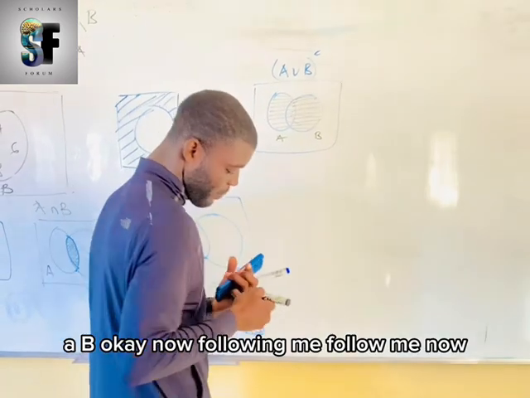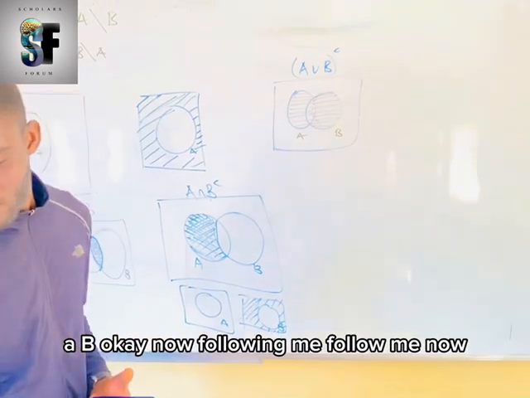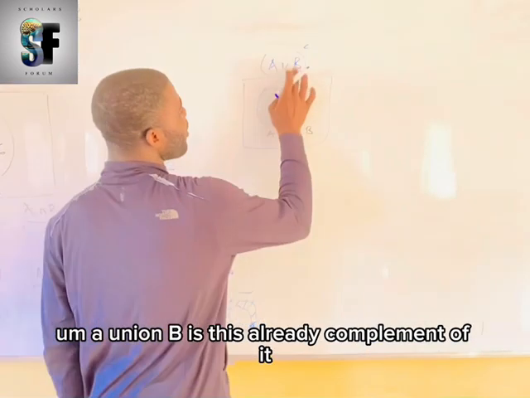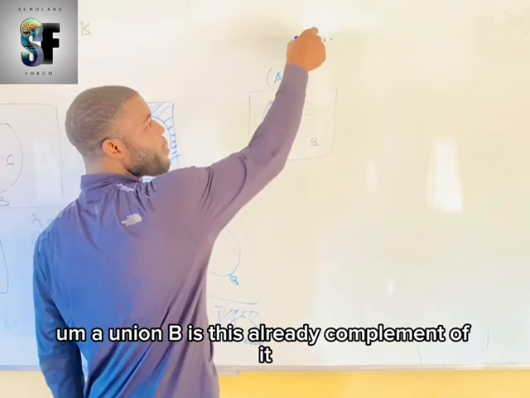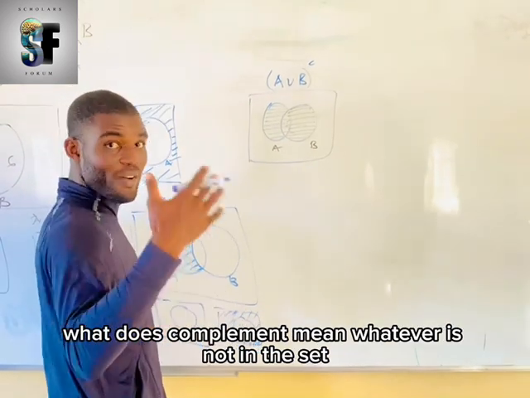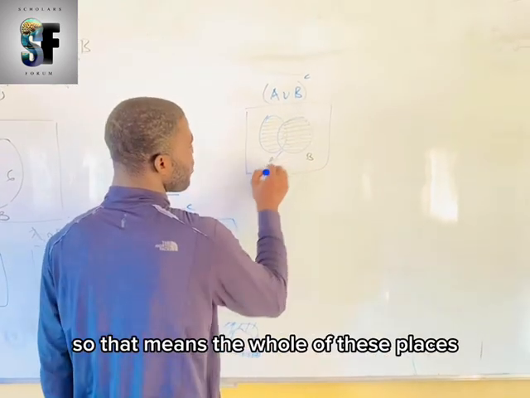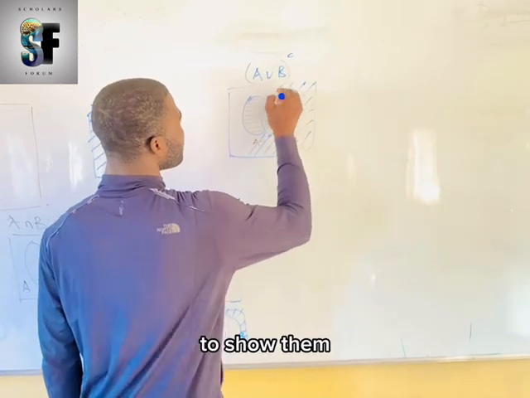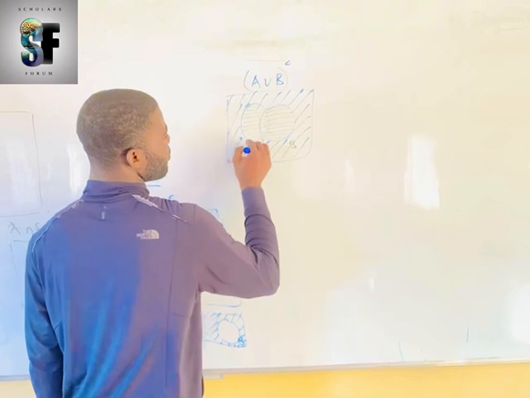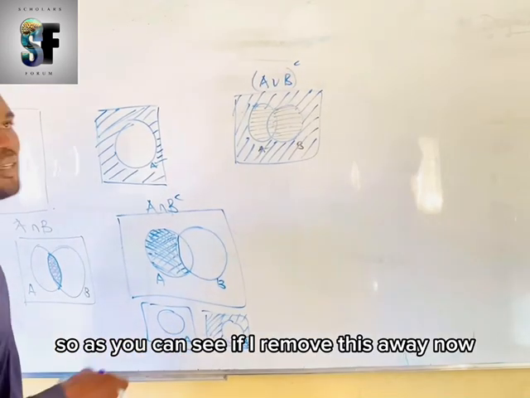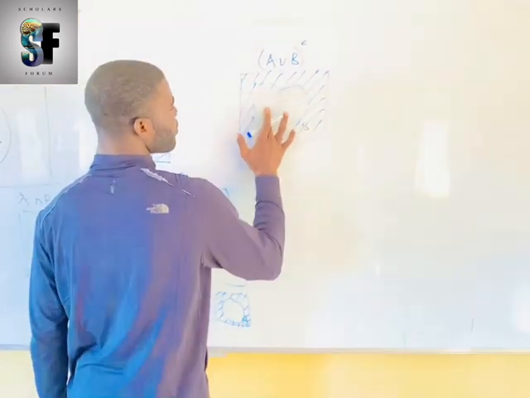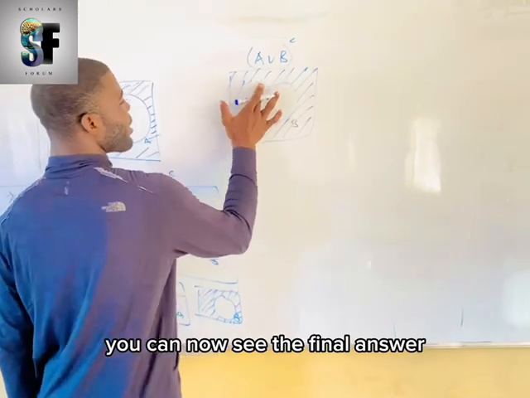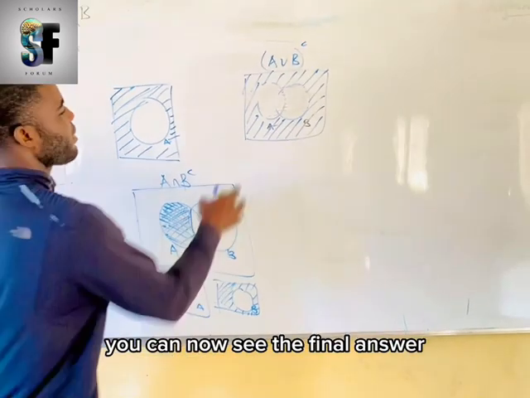Now follow me. A union B is this already. Complement of it: what does complement mean? Whatever is not in the set. So the whole of these places that are not in the set is what they asked us to show. As you can see, if I remove all of this away, you can now see the final answer.